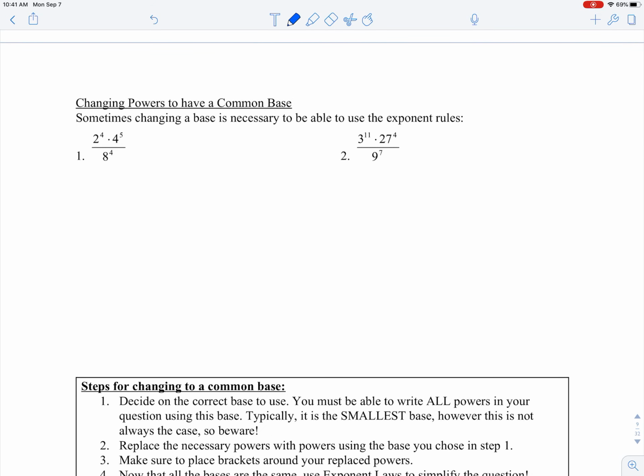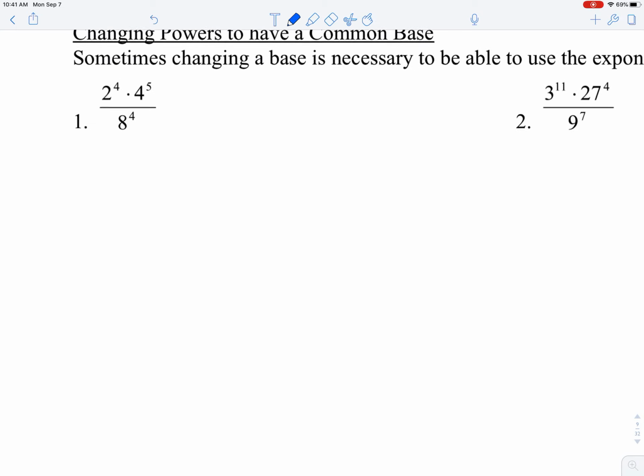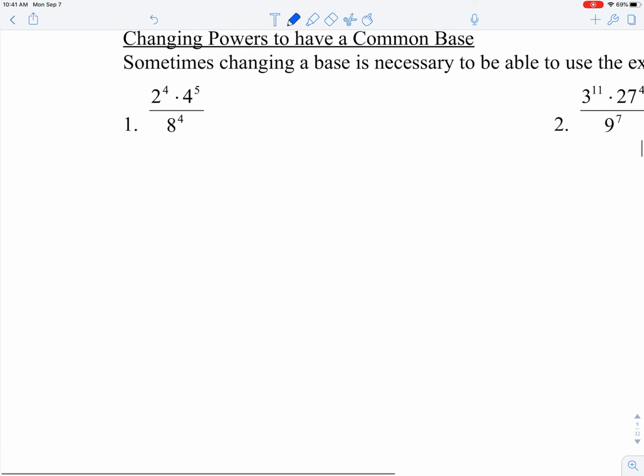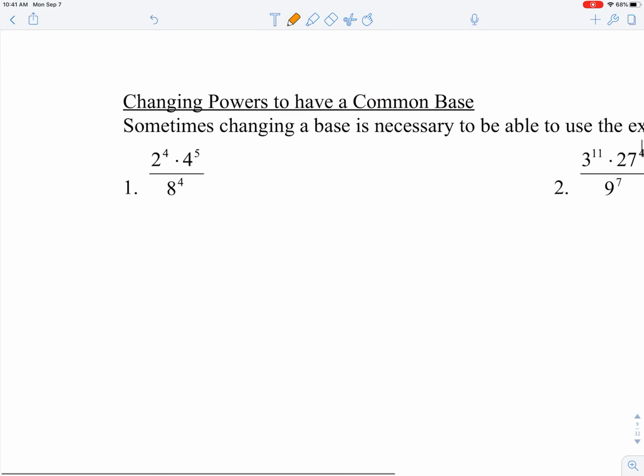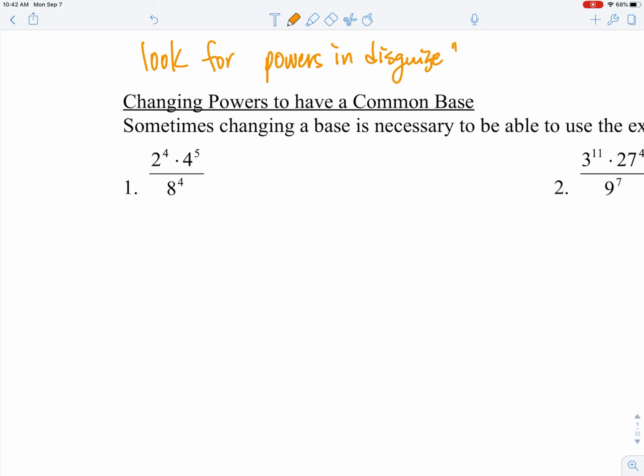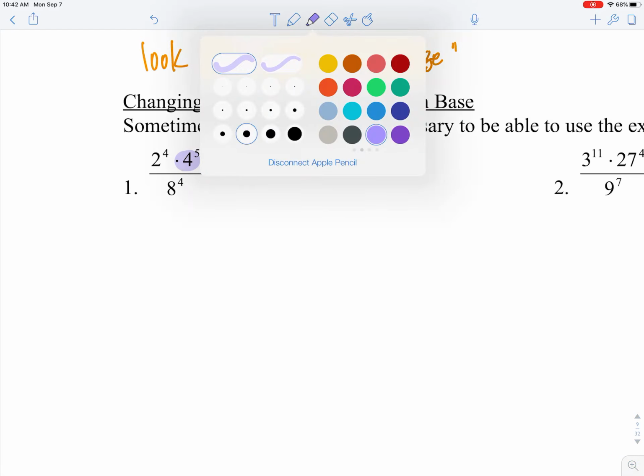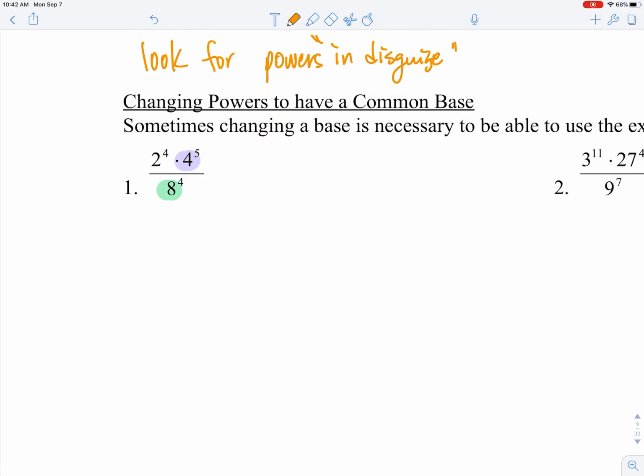The second part is changing powers to have a common base. I'm going to zoom in on question 1. Sometimes we're going to have to change the base. And in this example, we have a base of 2, a base of 4, and a base of 8. I use this cheesy phrase that we're going to be looking for, powers in disguise. And by in disguise, I mean, is there any way we could write it as something else? Is there any way that I could write 4 as a power of 2? Is there any way that I could write 8 as a power of 2?